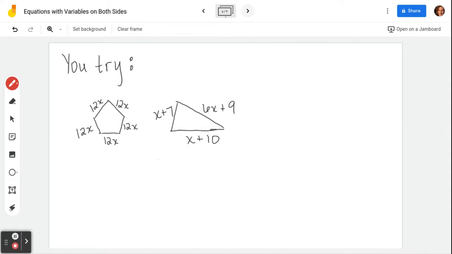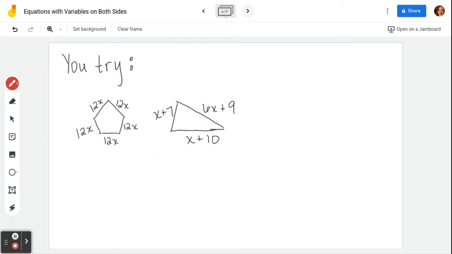Okay, your turn. If I want those two polygons to have the same perimeter, figure out what x would have to equal. Hit pause on the video, give it a shot, and then hit play, and we'll see if we get the same answer.